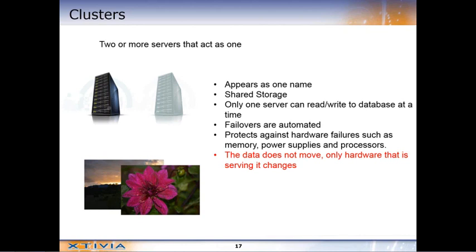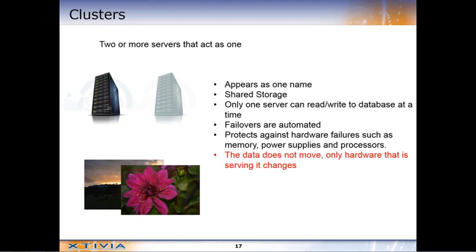Now, only one server can own that storage at any given time. What that means is that the data sitting underneath the cluster, on that shared storage, is not going to be copied. It's not going to be moved anywhere. In all of the technologies up to this point, we were moving data from point A to point B. In clustering, the data doesn't move. It protects you against things like we talked about, like power supplies and processors and memory. But it doesn't protect you against problems that may be on the storage itself.